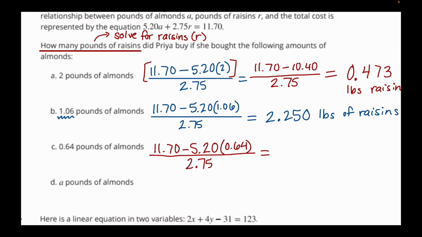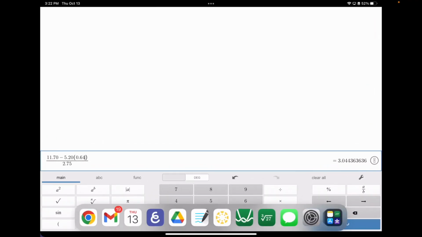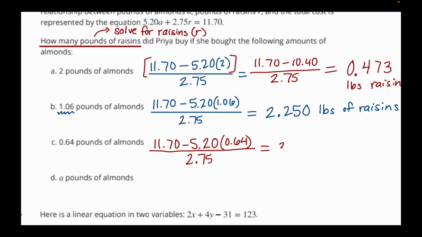So I'm going to head back to my calculator and just replace the 1.06 with a 0.64. So 0.64. And my answer on the right updates now. So 3.044 is my answer here. So 3.044 pounds of raisins.